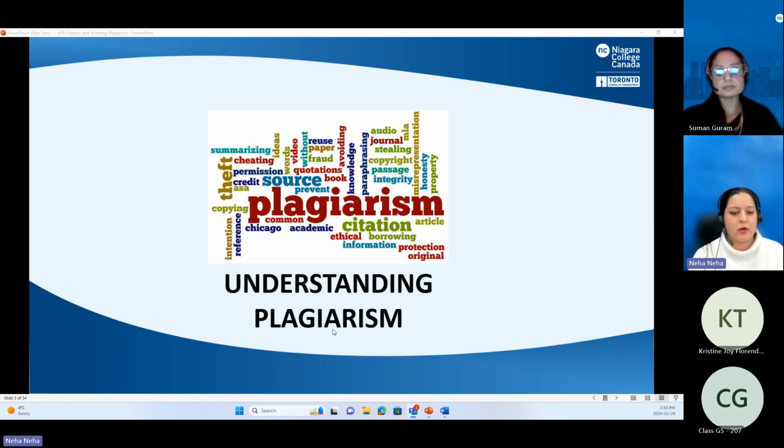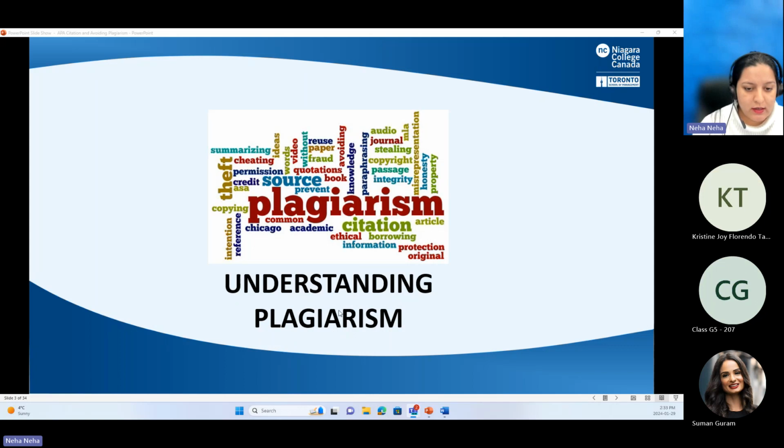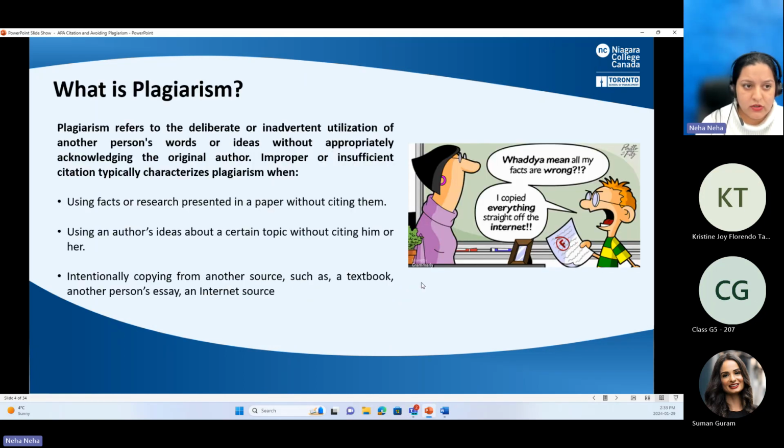So let's start the workshop by understanding plagiarism. Firstly, I will define what plagiarism is. Plagiarism refers to the deliberate utilization of another person's words or ideas without appropriately acknowledging the original author. Improper or insufficient citation typically characterizes plagiarism, when you are using facts or research presented in a paper without citing them, when you are using an author's ideas about a certain topic without citing him or her, or if you are intentionally copying from another source such as a textbook, another person's essay, or any internet source.